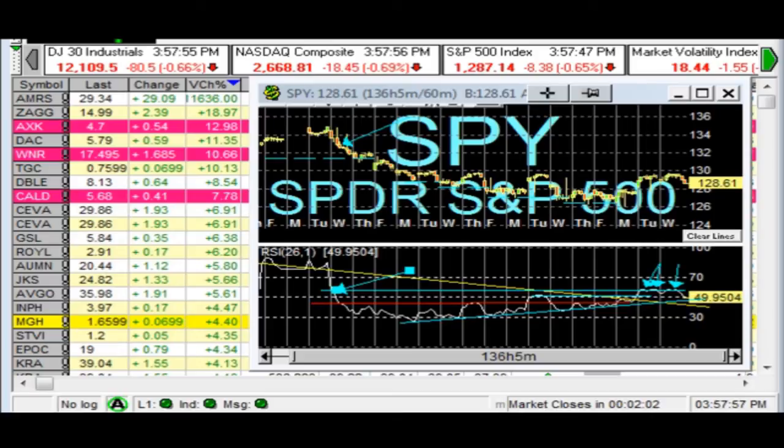As you can see, the S&P 500 just slashed the 50 level. So with about 2 minutes left, we might have a confirmation that this move is going to be to the downside.